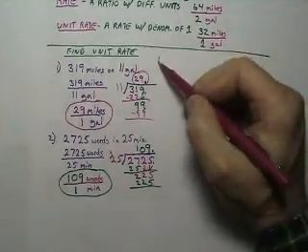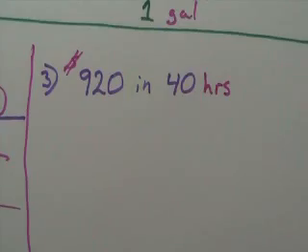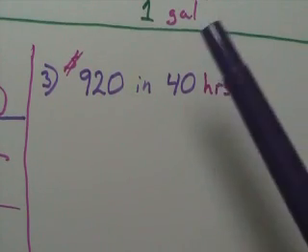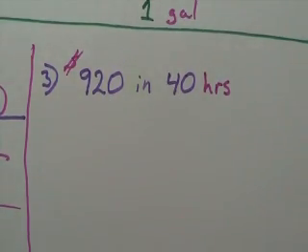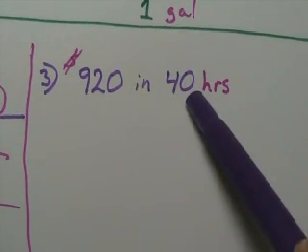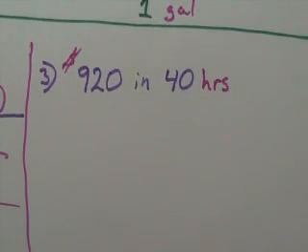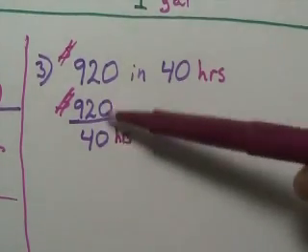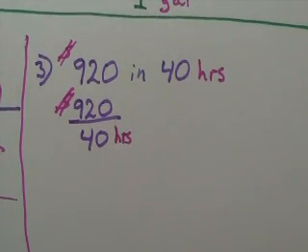We have one more example. I'm running out of room, so I'm just going to put it to the side here. Number 3, now we're talking money, $920 in 40 hours. Remember, usually 40 hours is a work week. A normal work week is 40 hours. So this is how you'd make the rate. That's $920 in 40 hours. So now we want to find the unit rate. How much money is that for 1 hour?